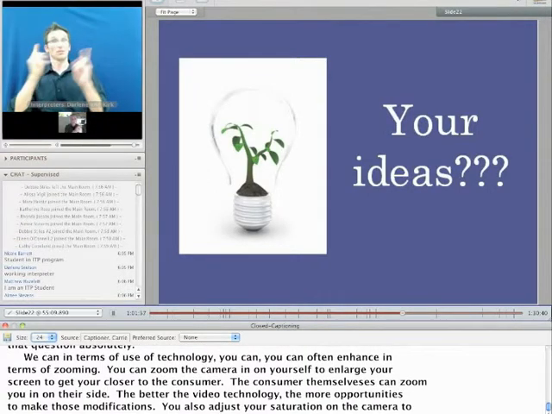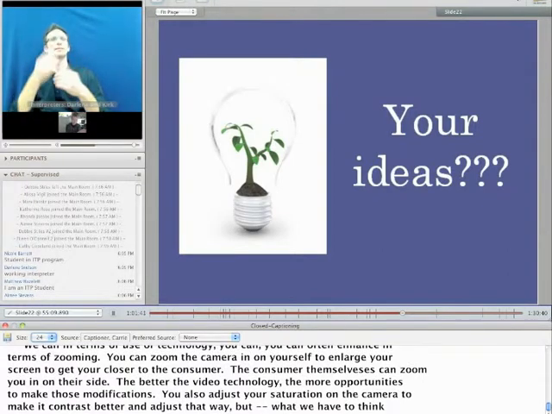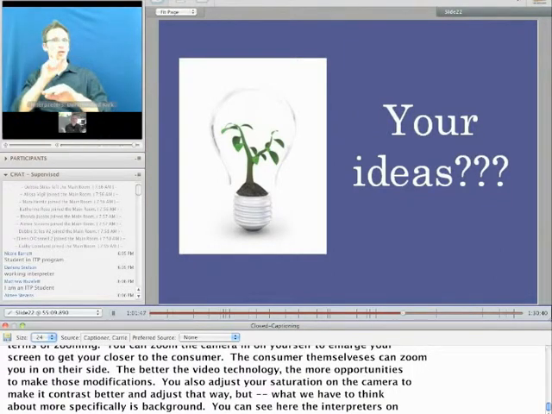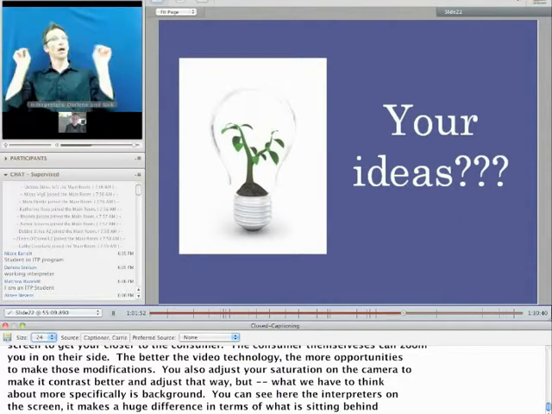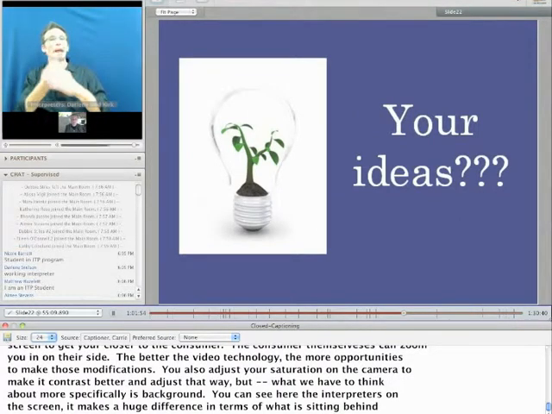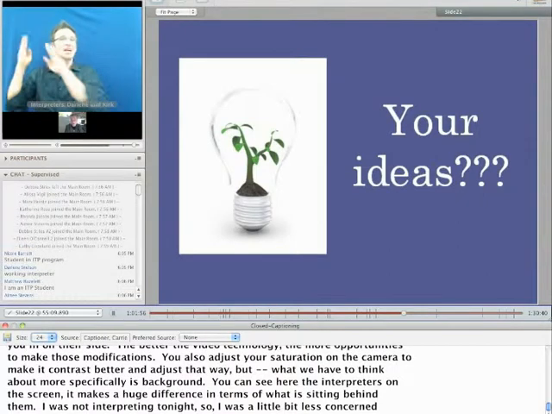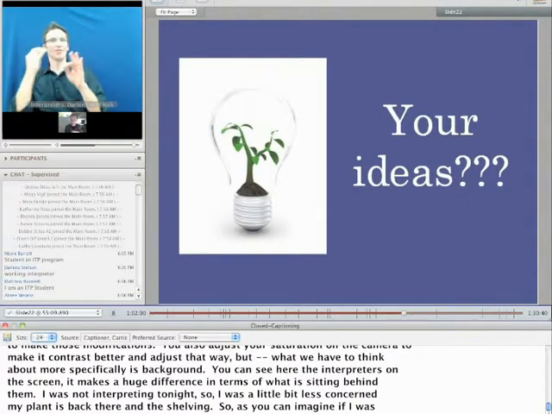But what we have to think about more specifically is background. You can see here the interpreters on the screen. It makes a huge difference in terms of what's sitting behind them. I wasn't interpreting tonight, so I was a little less concerned. You can see my plant is back there and the shelving. As you can imagine, if I was doing the interpreting, that would be very visually distracting. So you see the plain background with a nice contrast.